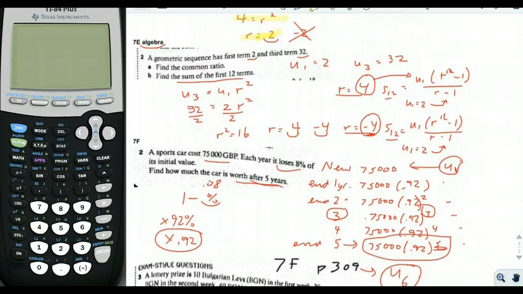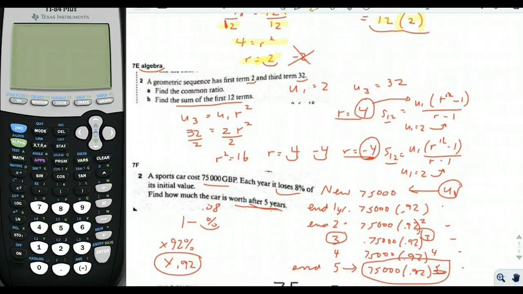Okay, next problem. A geometric sequence has first term 2 and the third term 32. Find the common ratio. We just use the term formula, U3 equals U1 R squared. Why R squared? Because n is 3, so n minus 1 is 2. We know U3 is 32 and U1 is 2, so 32 equals 2 R squared. Now we divide both sides by 2 to isolate R squared, and we get R squared equals 16, because 32 divided by 2 is 16.